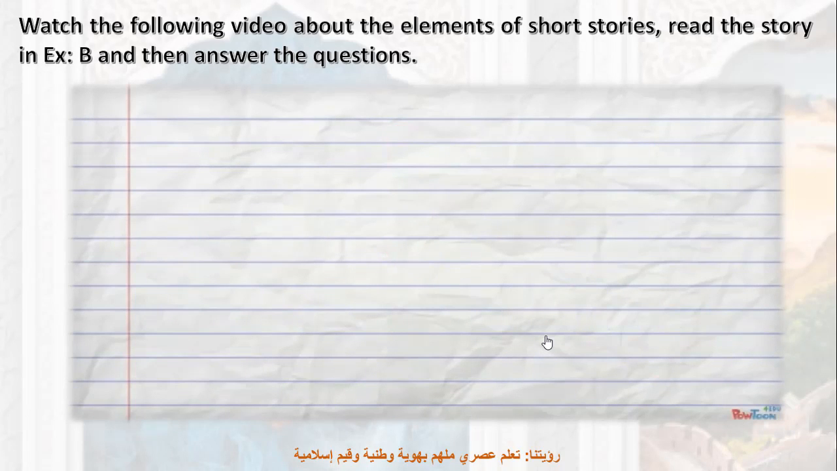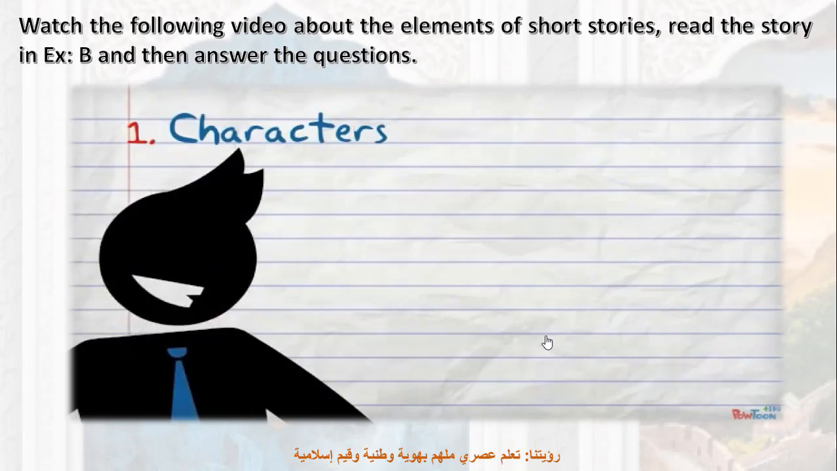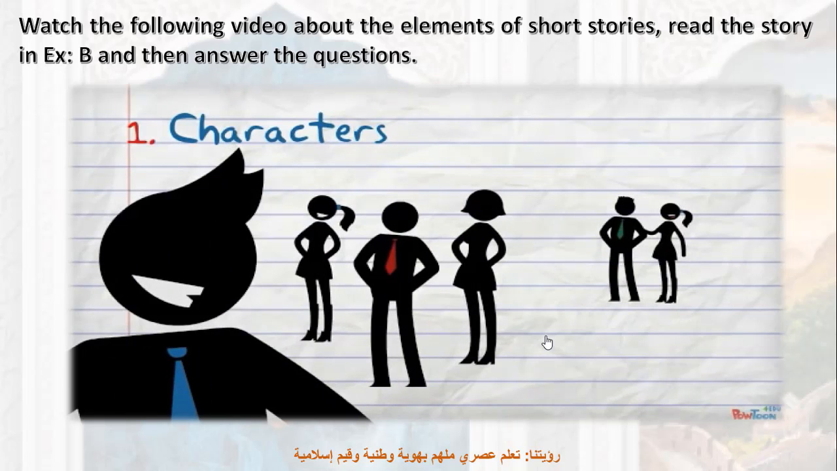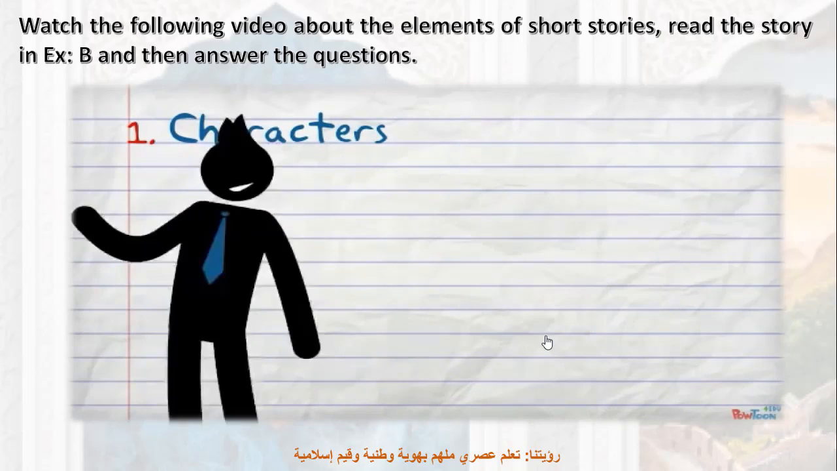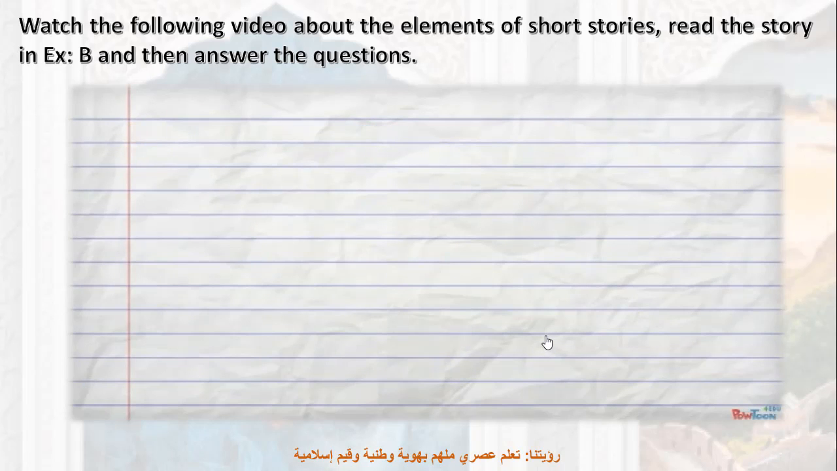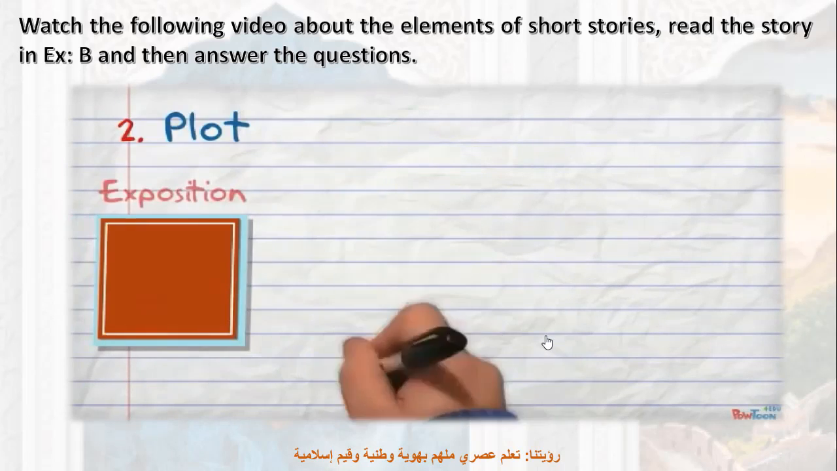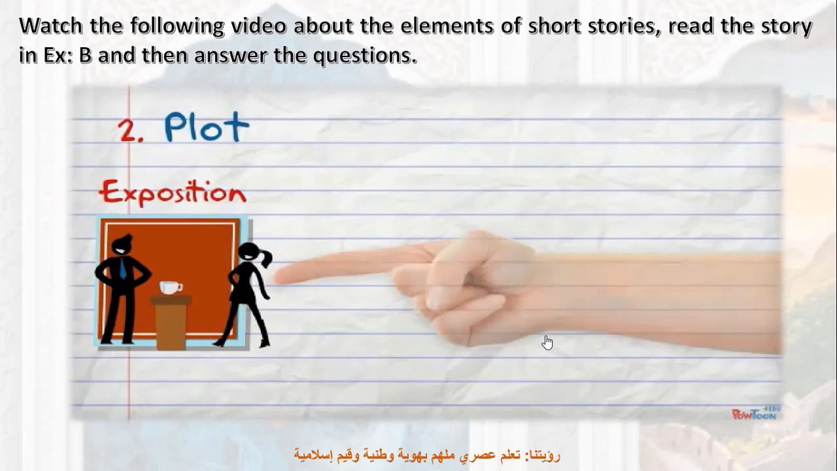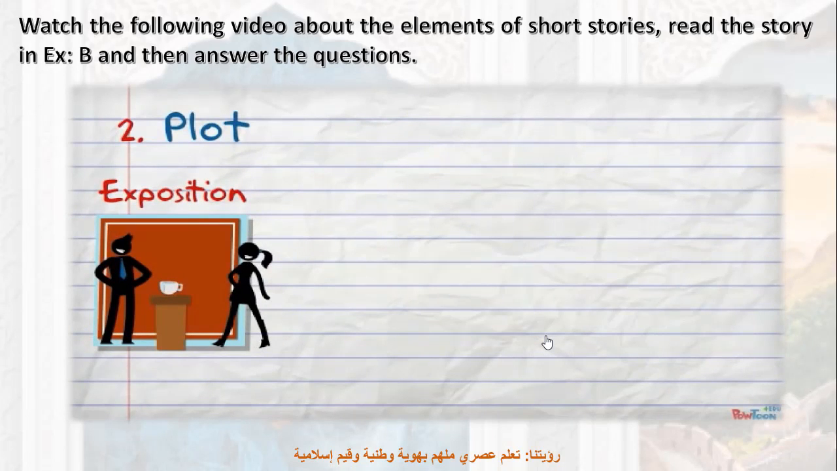There are 5 parts to every story. First, there are characters, the subjects, people, animals, etc. that the author writes about. The characters participate in events that move the plot forward. Second, there's plot. Plot is all of the events of a story.